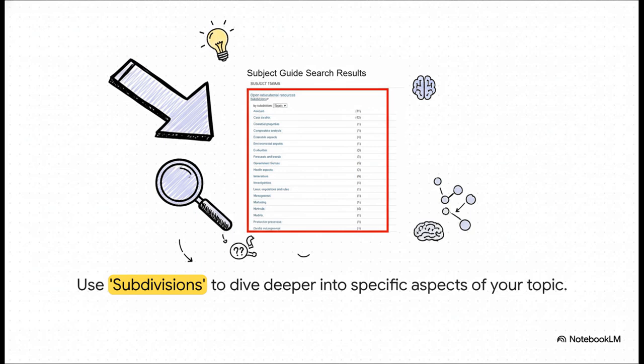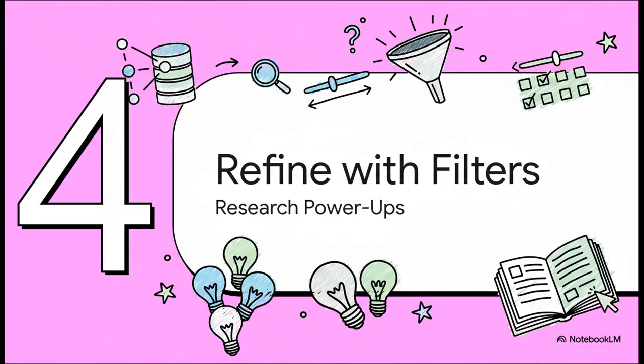Okay, so once you search, the database gives you even more ways to focus. See that little subdivisions link? It's kind of like a built-in thesaurus for your topic. It shows you how the database breaks everything down into narrower categories like analysis or case studies or innovations, letting you dive even deeper.